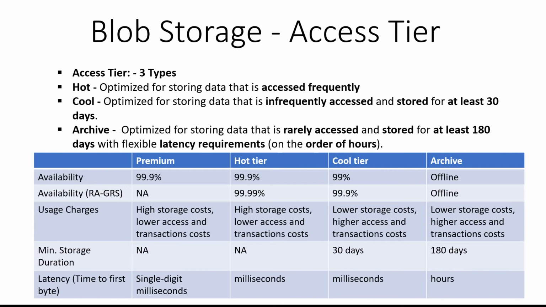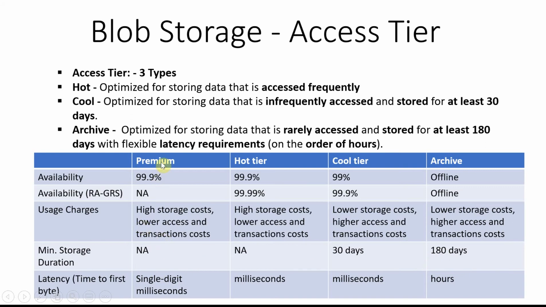Another important requirement is that for cool, a minimum of 30 days of storage is required, otherwise they will charge. For archive, it is 180 days of minimum storage required. And of course, archive will have a latency requirement when you have to fetch the file. We discussed that in the last session. So this is the comparison and the availability that is provided: a 30-day minimum for cool and 180 days for archive.